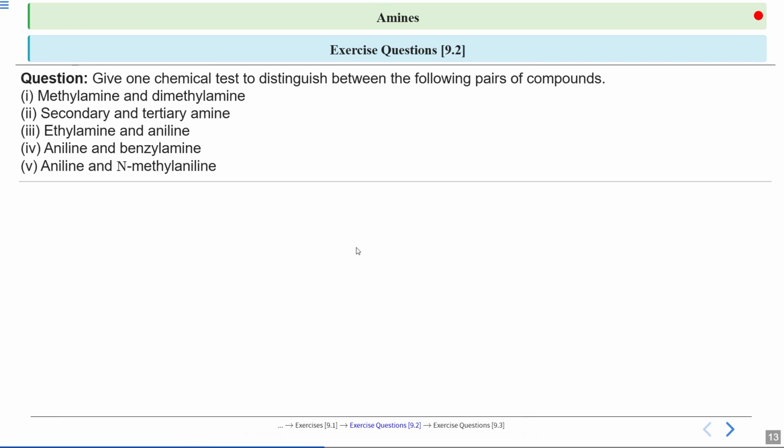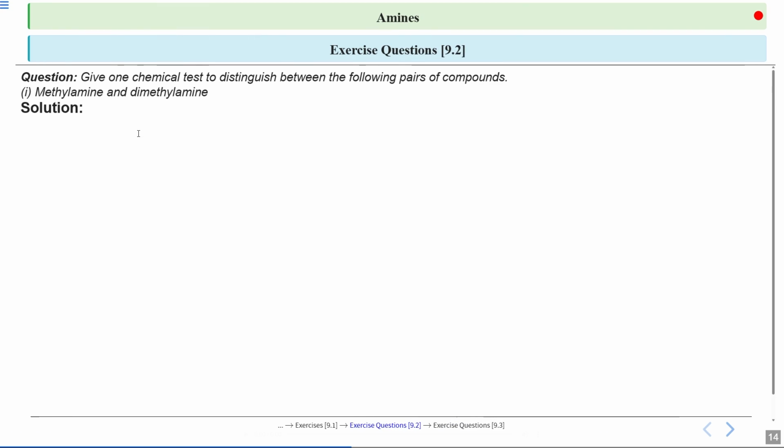Now let's move on to the next question. You have to give one chemical test to distinguish between the following pairs of compounds. You have been given the 5th part, and you have to give a test so you can distinguish between these pairs. Now let us see the solution.